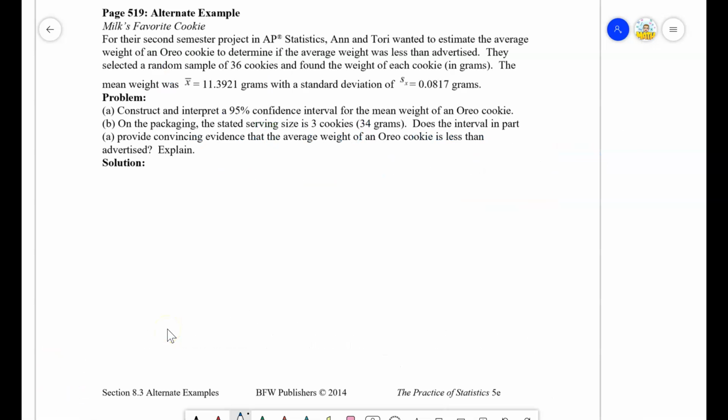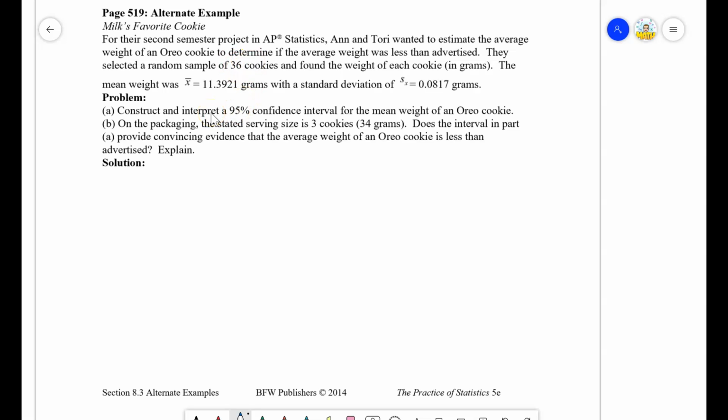So we're going to do two things here. Ann and Tori want to estimate the average weight of an Oreo cookie and see if it's less than advertised. Right? Oreo advertises that 3 cookies are 34 grams. So if we take 34 and divide it by 3, that's what 1 cookie ought to weigh. They get an X bar of 11.39, which I would imagine is a little bit less than what they're advertised to weigh. So we want to know, even though this is less than what they might be advertised to weigh, is it significantly so, right? And we take a sample of 36 cookies.